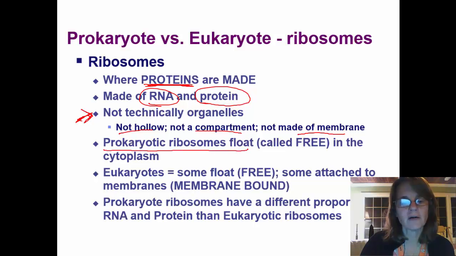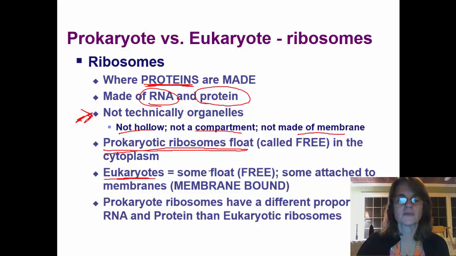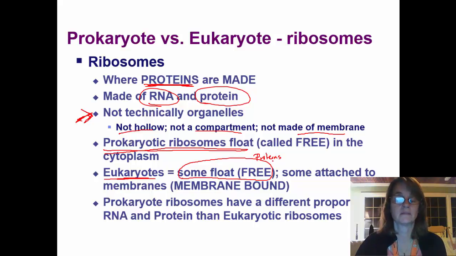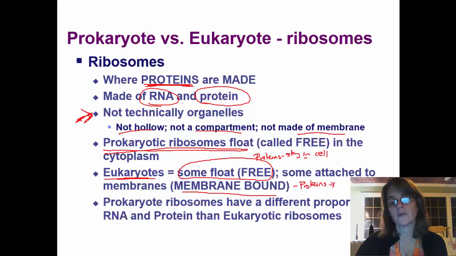Prokaryotic ribosomes generally float free in the cytoplasm, whereas eukaryotic ribosomes, some of them float free in the cytoplasm, and when they do that, the proteins they make stay in the cell and are used by the cell. Some of their ribosomes, though, in a eukaryote are bound to membranes. In other words, they're sitting on a membrane, usually of endoplasmic reticulum. And in that case, the proteins made by these ribosomes will be exported to outside of the cell.